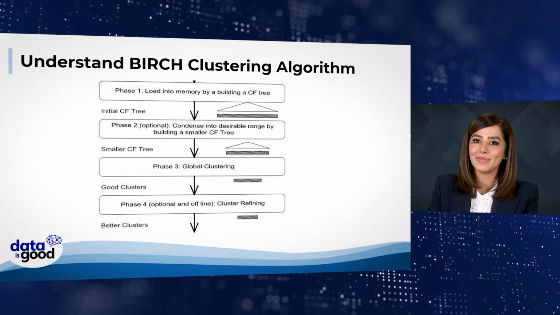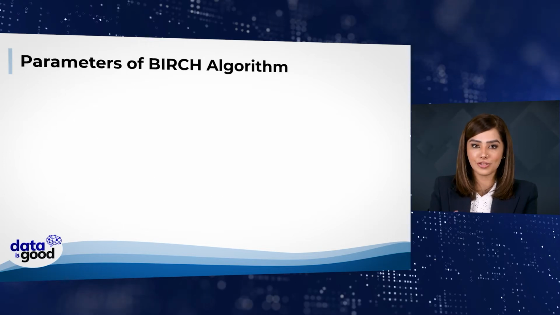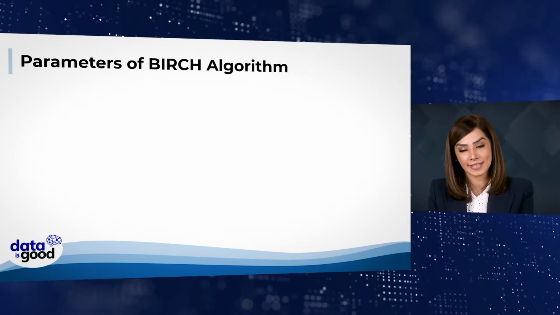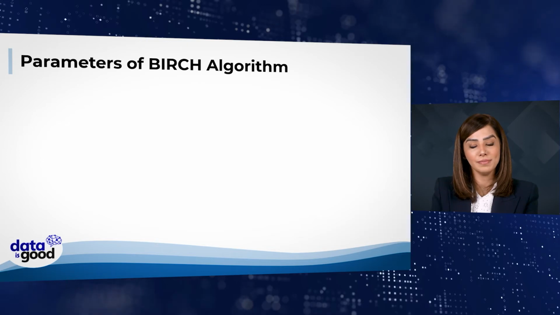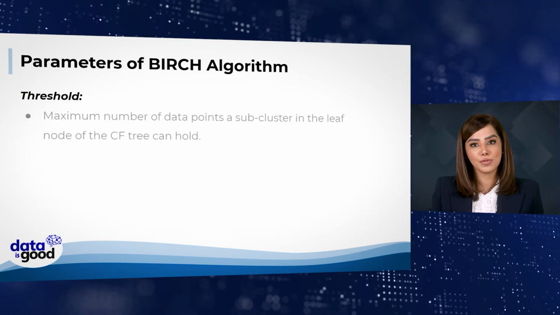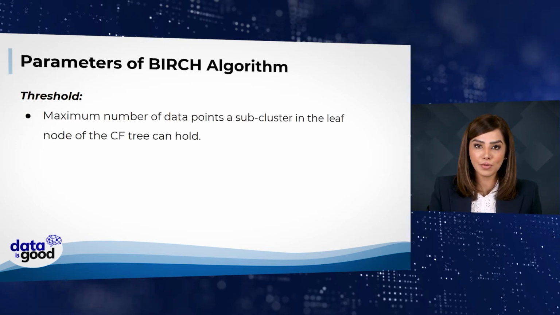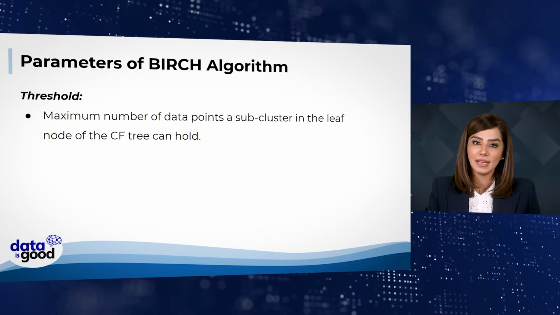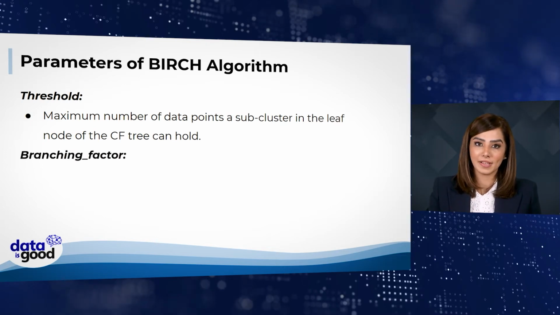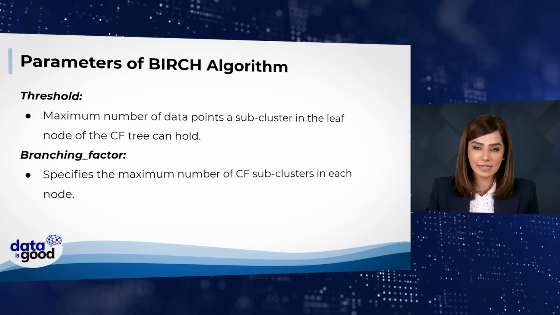Now, by looking at this image, let's try to understand the BIRCH clustering algorithm step by step. So this is how the BIRCH clustering algorithm works. Let's discuss the parameters of the BIRCH algorithm. As you can see, the first one is threshold. Threshold is the maximum number of data points a subcluster in the leaf node of the CF tree can hold. Then the next is branching factor. This parameter specifies the maximum number of CF subclusters in each internal node.